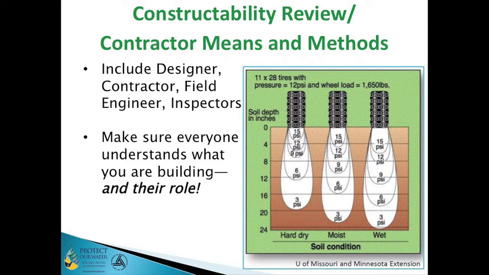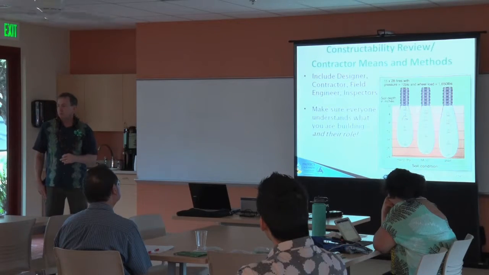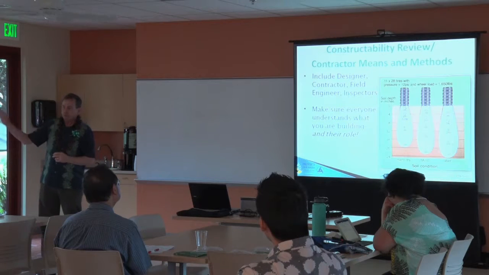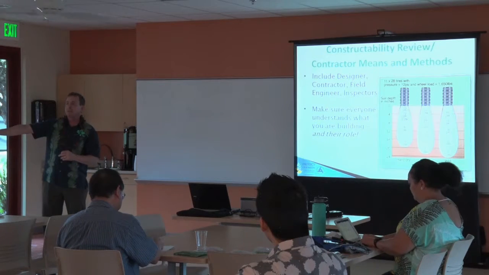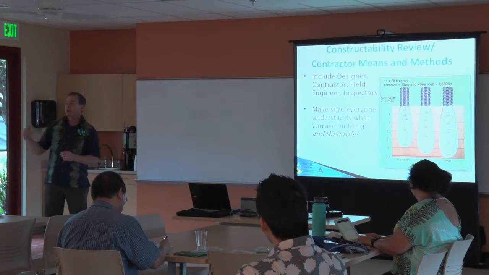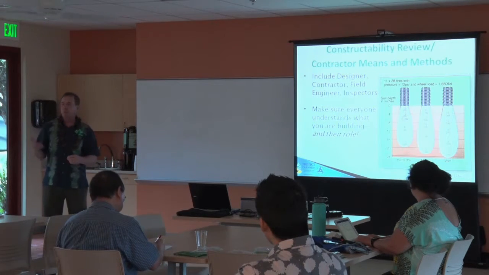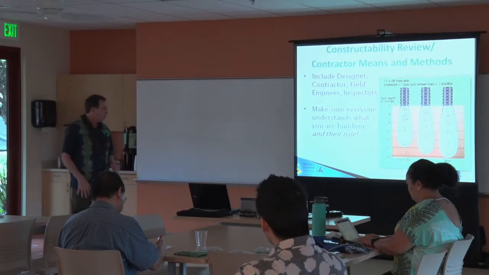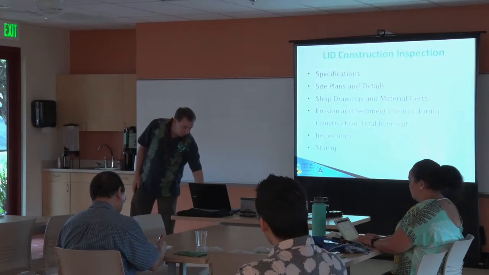image I took from the University of Missouri and Minnesota Extension worked together on this. But tire pressures, this is not even a big, 1,600 times 4, so we're talking an 8,000 pound vehicle, a big tractor. But you can compact soil up to 2 feet below the surface just by driving across it. So even just parking cars there, we're going to end up compacting that soil and either having to over excavate and backfill more or do more work at the end. So that's one of the things we have to be aware of as we're doing this.